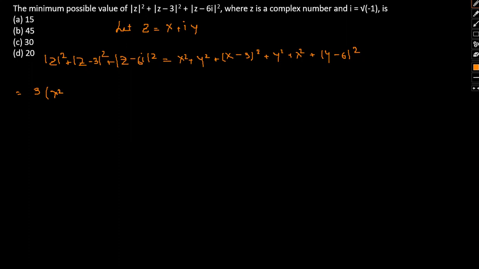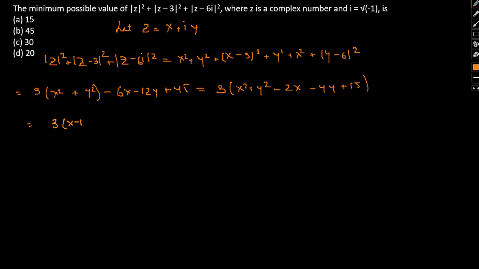Which can be further written as 3(x² + y²) − 6x − 12y + 45. If you further simplify the same, we write 3x² + 3y² − 6x − 12y + 45, which can be further written as 3(x − 1)² + 3(y − 2)² + 30, if we simplify this entire term.